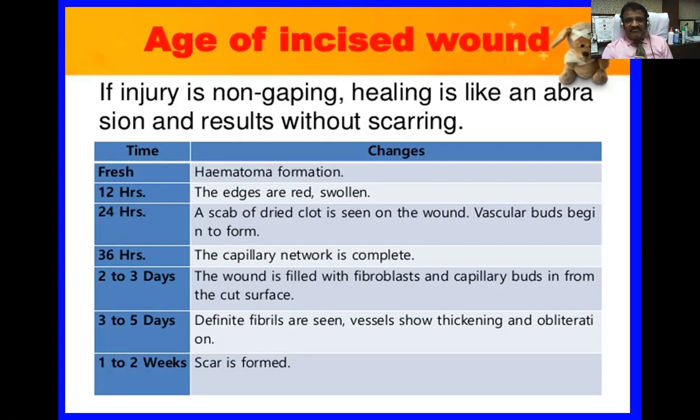Fresh incised wounds have hematoma formation. After 12 hours, the edges are red and swollen. After 24 hours, a cap of dried clot is seen. After 36 hours, the capillary network is complete. After 2 to 3 days, the wound is filled with fibroblasts and capillary buds appear on the cut surface. After 3 to 5 days, definite fibrils are seen. Vessels show thickening and obliteration. And by the end of the first week or up to 2 weeks, you can see a scar formed there.